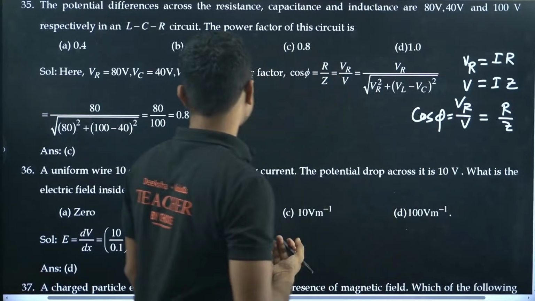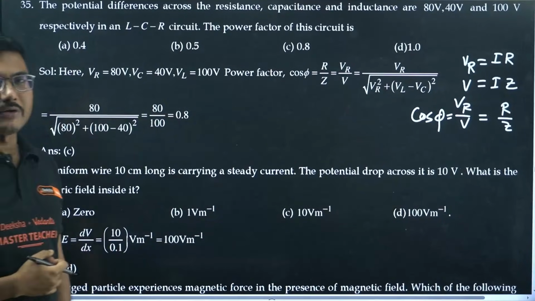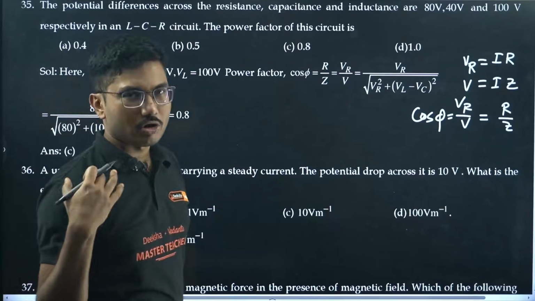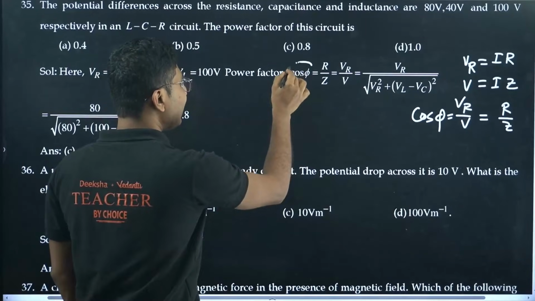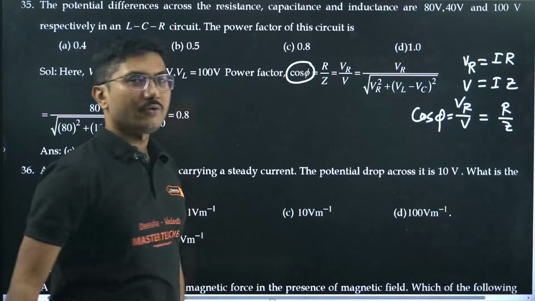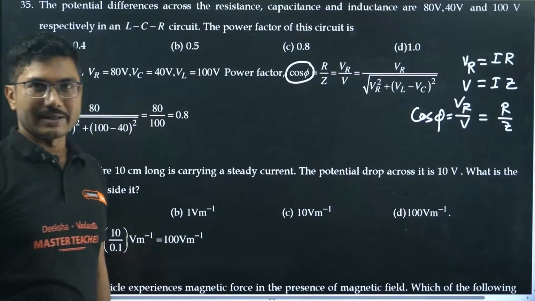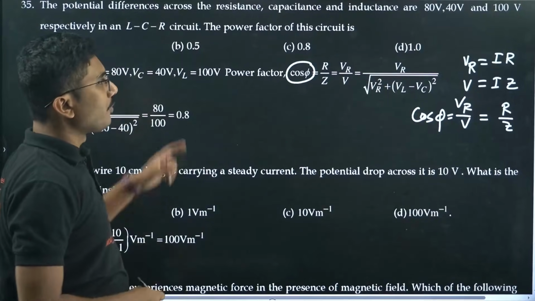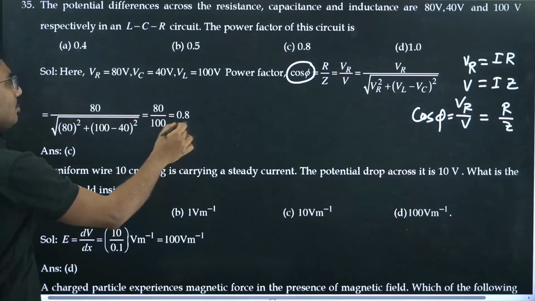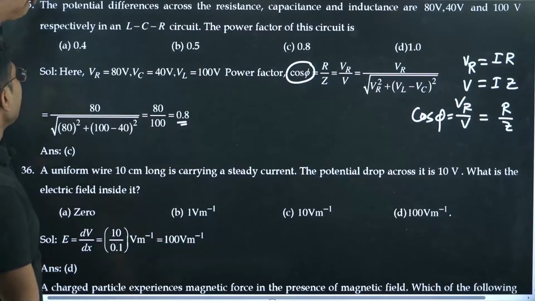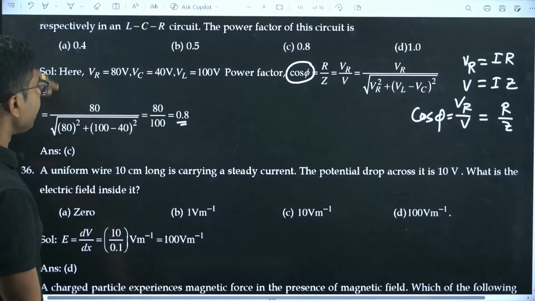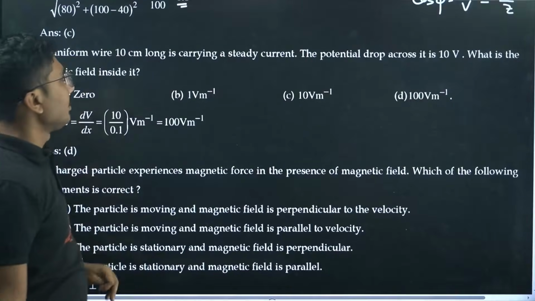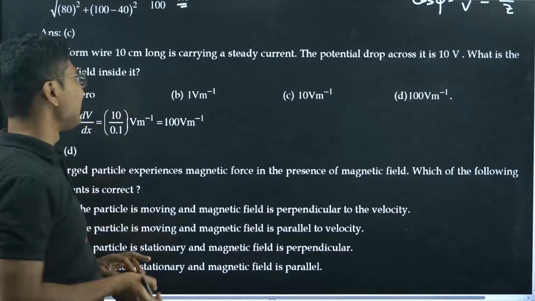Cos phi itself is the power factor. You do not need to calculate phi. Remember, power factor is cos phi, the complete term, not phi. Phi is phase angle. So from there you can calculate the power factor to be 0.8. It is not 1, and power factor maximum value is 1 at resonance. Otherwise it will always be less than 1.